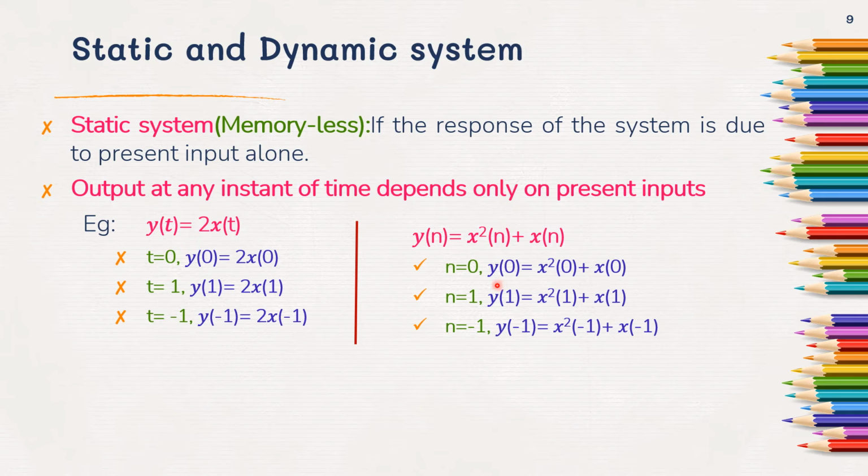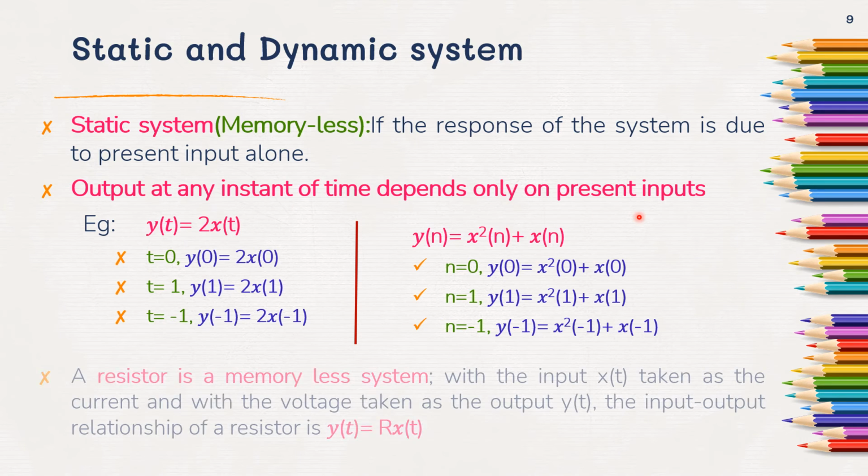Once again see here, y of 0, the output at instant 0, depends upon only x of 0. Y of minus 1 depends upon x of minus 1, that is, the input at that instant alone. So that is why this system is going to be called a static or memoryless system, because the output at any instant of time depends only on the present inputs.